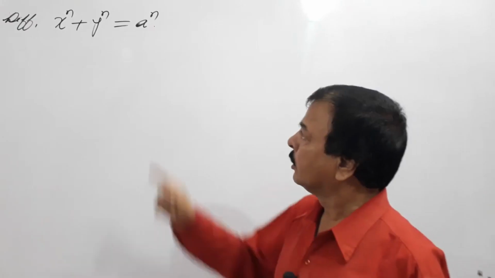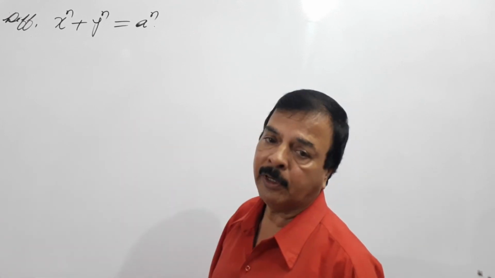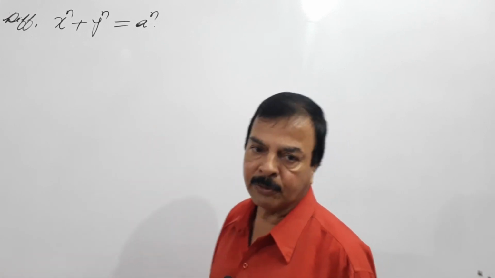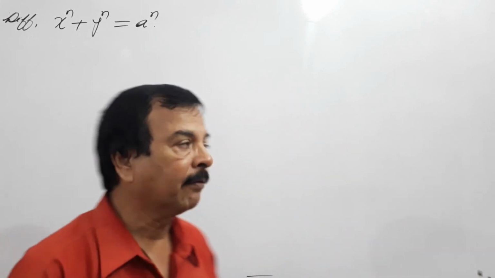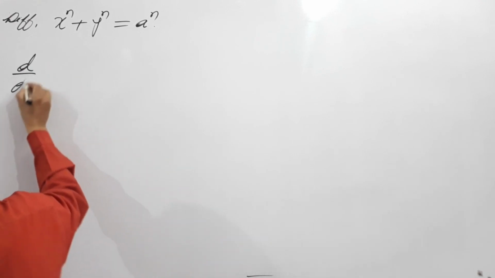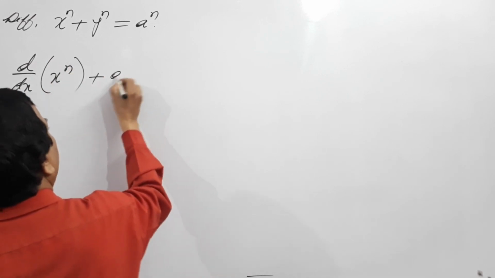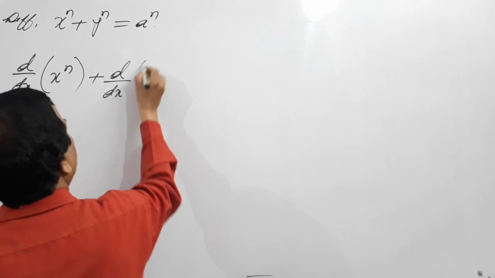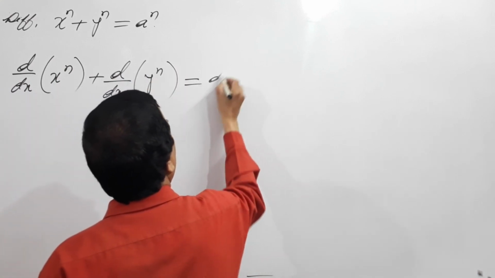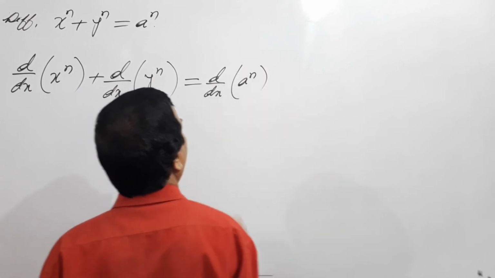Hence proved. So we have a very simple problem, x to the power of n plus y to the power of n equals a to the power of n. We have been asked to differentiate it. So let's use the standard rule and try to differentiate this. That is d by dx of x to the power of n plus d by dx of y to the power of n equals d by dx of a to the power of n.